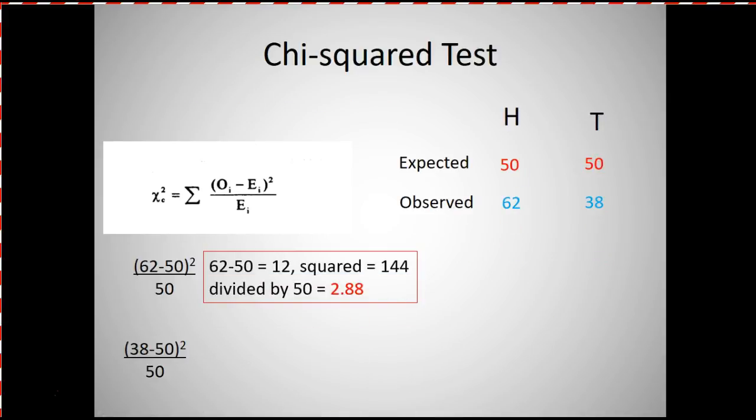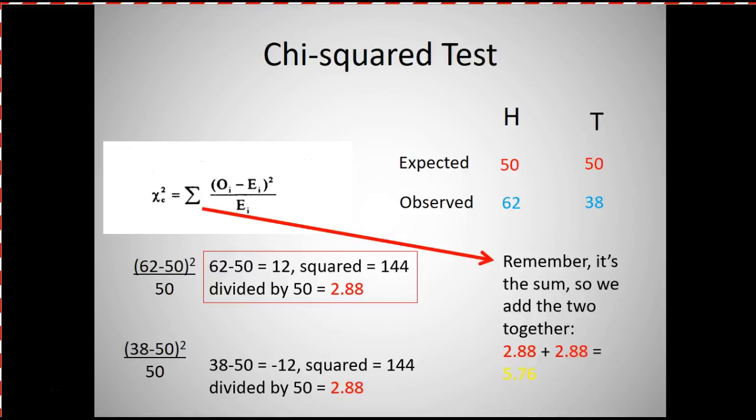All right, 62 minus 50 is 12. 12 squared is 144, and 144 divided by 50 is 2.88. 38 minus 50 is negative 12. Obviously, that's going to be the same value when we square it, 144. When we divide by 50, that's 2.88 again. We have to add those two numbers together. So 2.88 plus 2.88 is 5.76. And I probably should have used a different color there. It's kind of hard to see that.